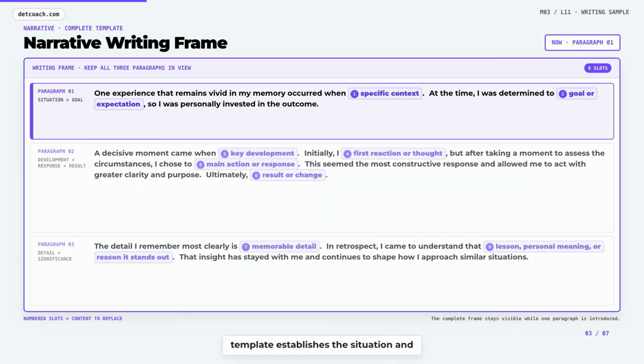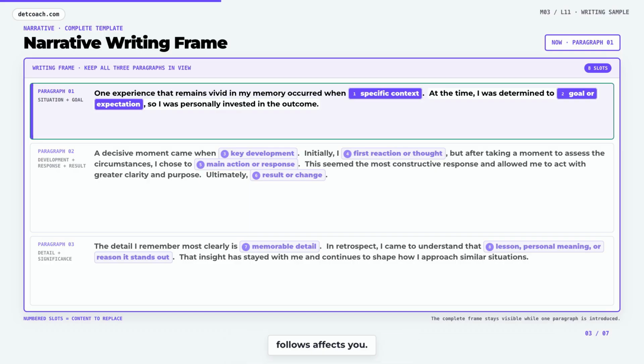The first paragraph of the template establishes the situation and goal. One experience that remains vivid in my memory occurred when... [specific context]. At the time, I was determined to [goal or expectation], so I was personally invested in the outcome. Fill the first slot with a specific context. Use a complete past tense clause to explain when the event happened and what you were doing at the time. Fill the second slot with your goal at the time. Because the frame already includes determined to, begin the slot directly with the base form of a verb. These two sentences first establish the background and show the reader why the change that follows affects you.